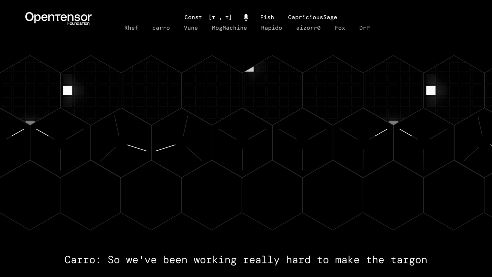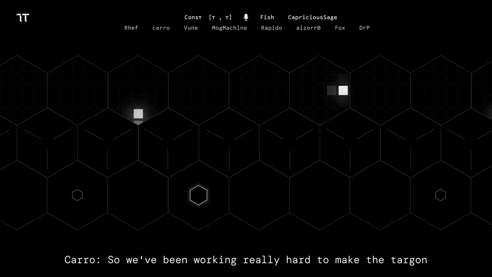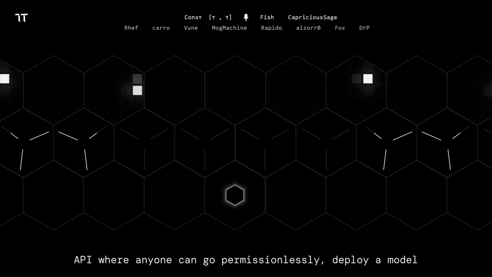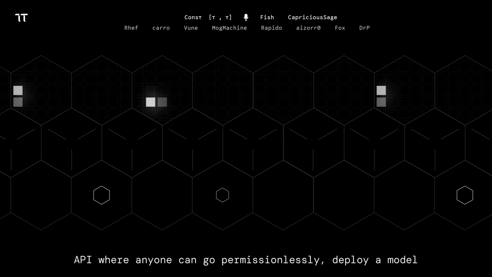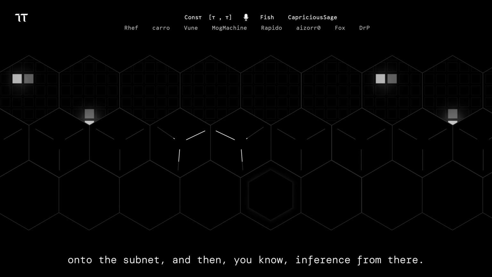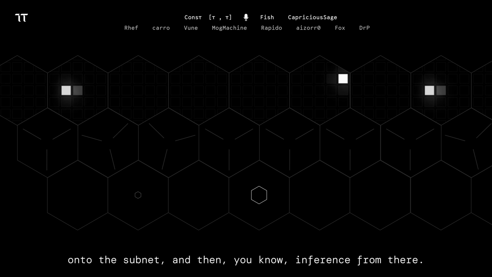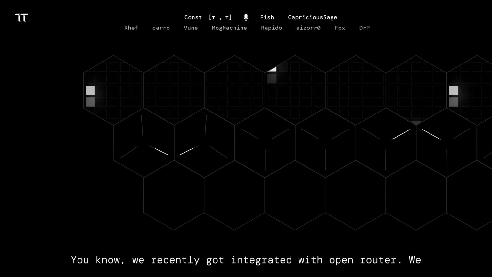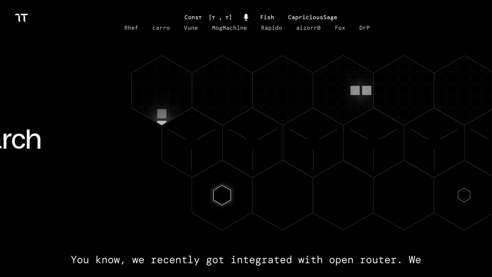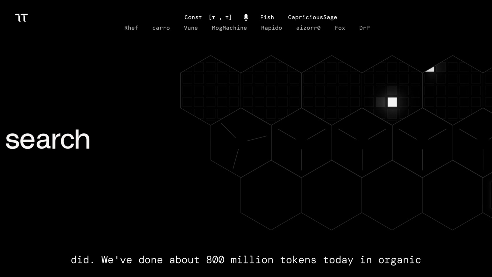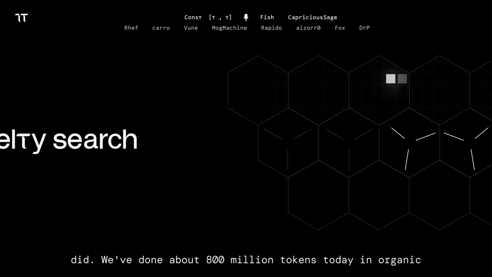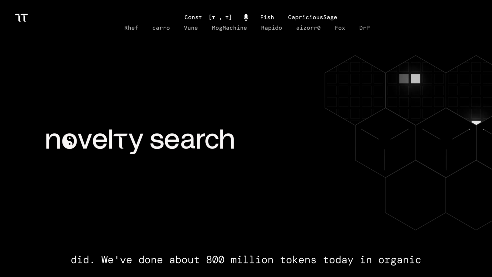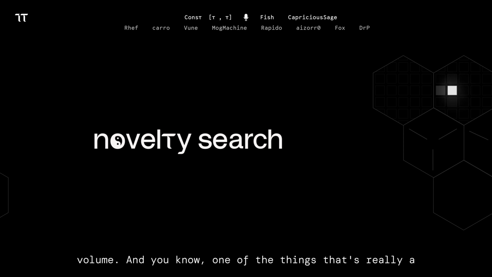Yeah, so we've been working really hard to make the Targon API, where anyone can go permissionlessly deploy a model onto the subnet and then inference from there. We recently got integrated with OpenRouter. We've done about 800 million tokens today in organic volume.